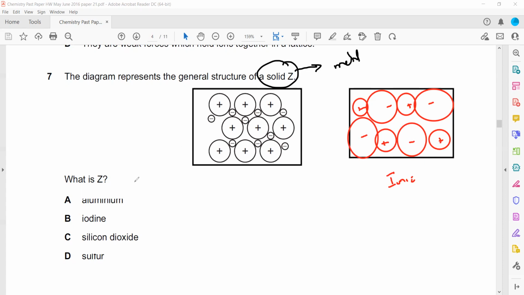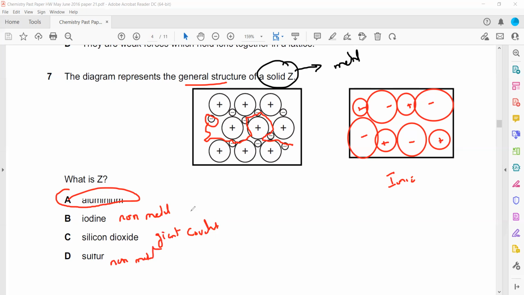So which giant structure? Because we identified this has an arrangement of positive ions, and these are the electrons which can move anywhere, they don't have fixed positions. That's why the only option which contains the name of a metal is aluminium. So A is the right answer. Iodine is a non-metal. When you check the periodic table, group 7 non-metals. Silicon dioxide is a giant covalent structure. And sulfur, again, is a non-metal. But in the question, this is the structure of a metal.